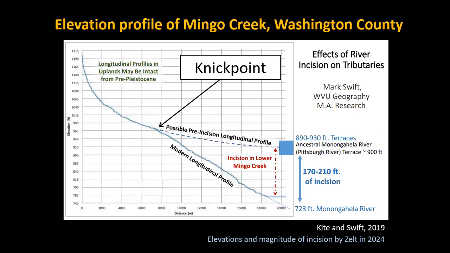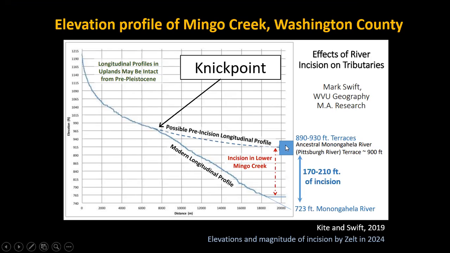Here's a real stream profile. This is from Mingo Creek in Washington County that drains into the Monongahela River. And this good example comes from a master's thesis at WVU. Look at the upland area on this profile. See how smooth the elevation profile is? They're probably reflecting a pre-Pleistocene, pre-glacial, smooth elevation profile.